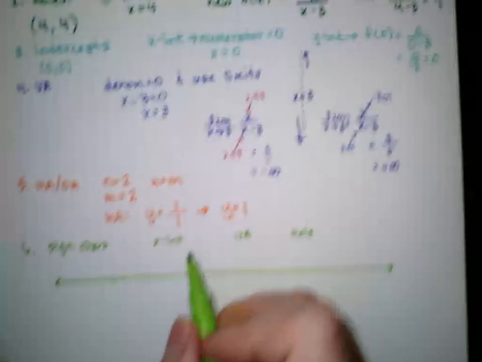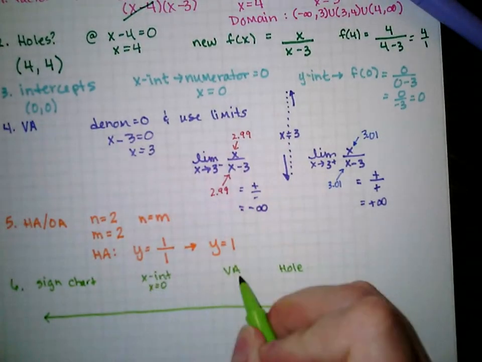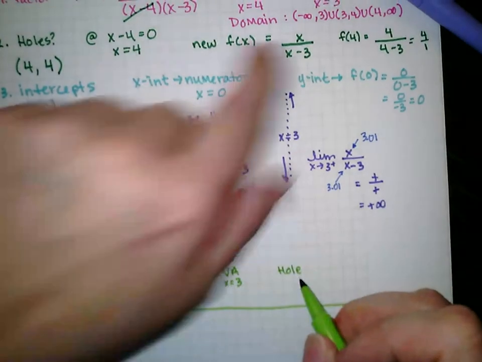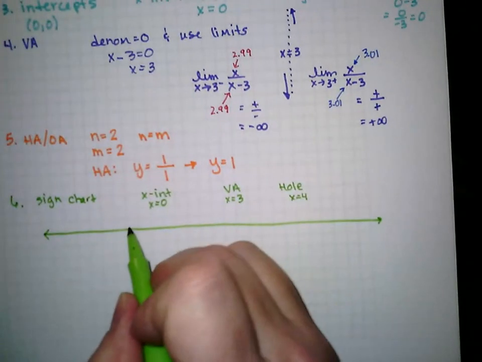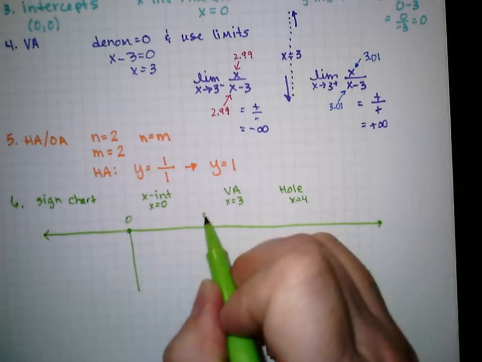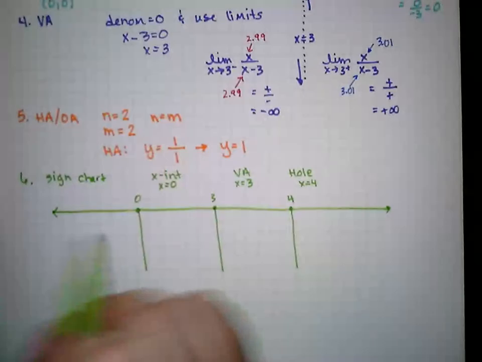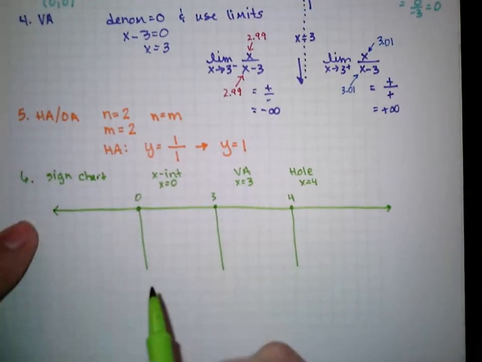Our x-intercept was at 0, 0, so x equals 0. Vertical asymptote, x equals 3. And we had a hole at x equals 4. So those are really the only 3 values we need on our sine chart. 0, 3, 4. And then we need to pick a number somewhere in between negative infinity and 0.